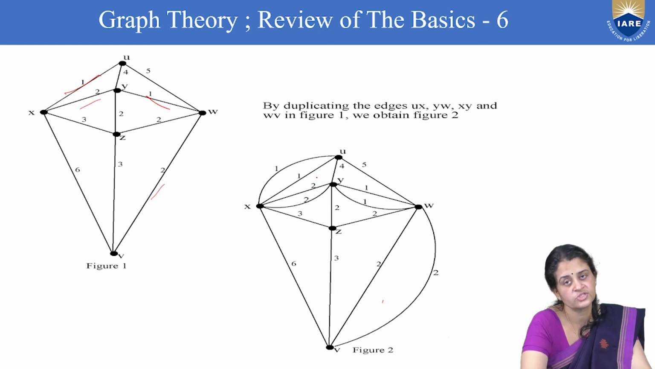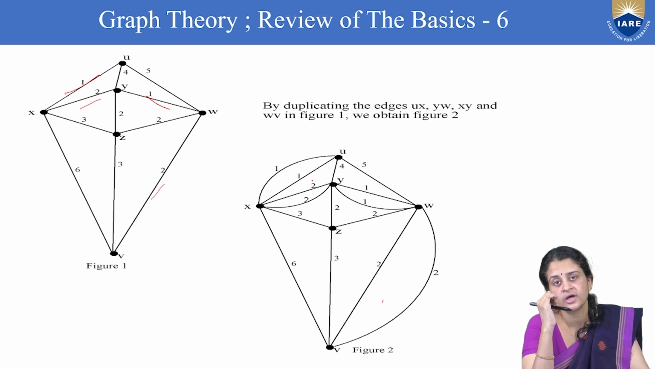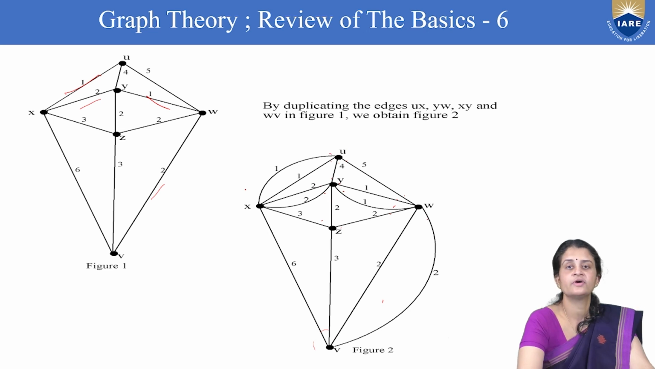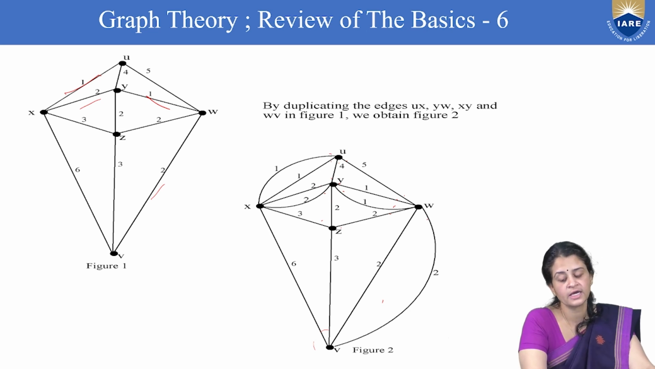You can see what the condition is for an Eulerian graph. If every vertex is of even degree, then it is an Eulerian graph. Here also, 1, 2, 3, 4, 5, 6. Here 1, 2, 3, 4. And here also, even degree. So every vertex turned out to be of even degree and it is an Eulerian graph, and now we can find an Eulerian tour using Fleury's algorithm or anything.